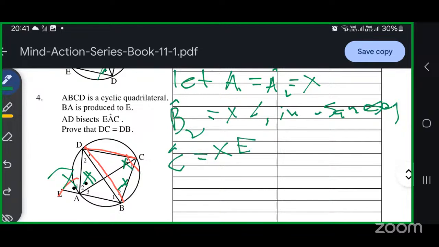Exterior angle is equal to interior opposite angle of a cyclic quad.